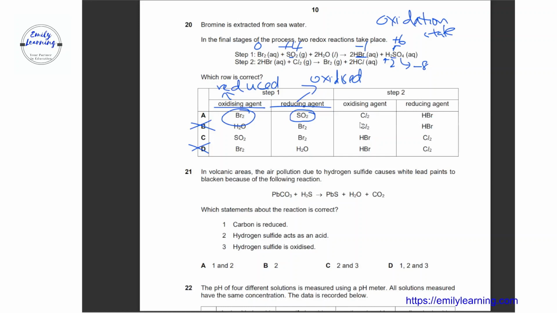So let's check why for step 2, Cl2 is the oxidizing agent and HBr is the reducing agent. So Cl2 is 0, right? Because it's an element, then Cl here is -1, so it is being reduced. Cl is being reduced, so it is acting as an oxidizing agent. So for HBr, the oxidation state of Br in HBr is -1. The oxidation state of Br in Br2 is 0. From -1 to 0, there's an increase in oxidation state. HBr is being oxidized, so it acts as a reducing agent. So therefore, A is the answer.